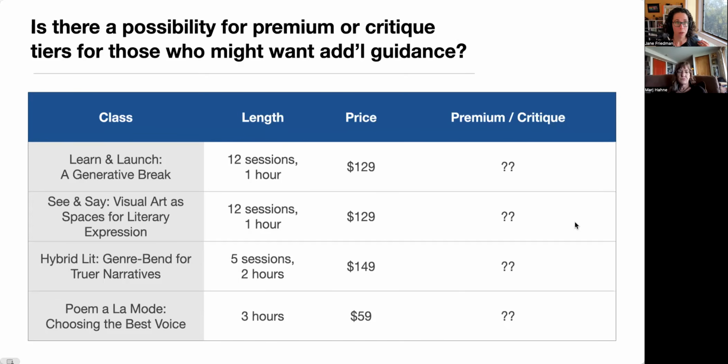All right, so I want to address the goal of trying to get more money from each offering. The classic strategy here is a premium level. Is there a critique tier for those who might be willing to invest in the additional guidance? And this is where I look to you, Marj. Do you feel like there is something additional? I did see one of these where you had an add-on for a discussion group or a critique group of some sort, which is great, especially if there's interest there.